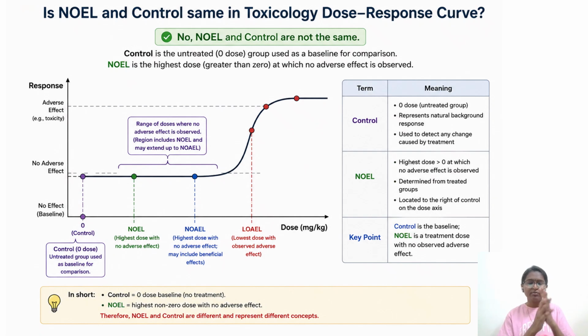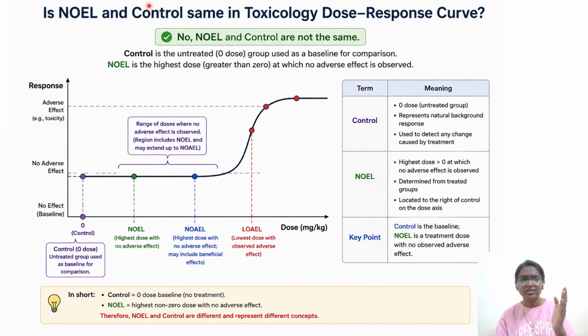Now next, very quickly we'll understand what is the difference between NOAEL and control. Because as a toxicologist, I had a doubt in the beginning of my career: if both NOAEL and control are almost same, where it is not at all showing any adverse effect, why do we need to have another term called NOAEL? Why can't we call control NOAEL as well? So that we'll try to understand.